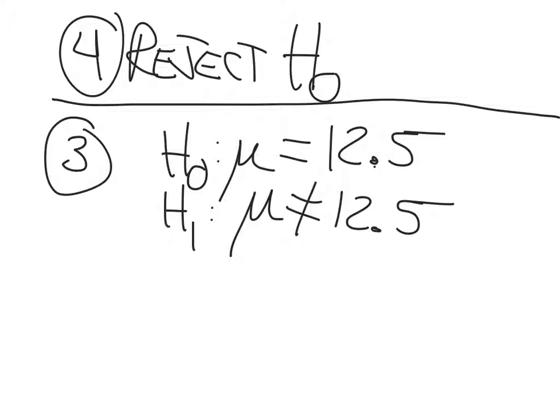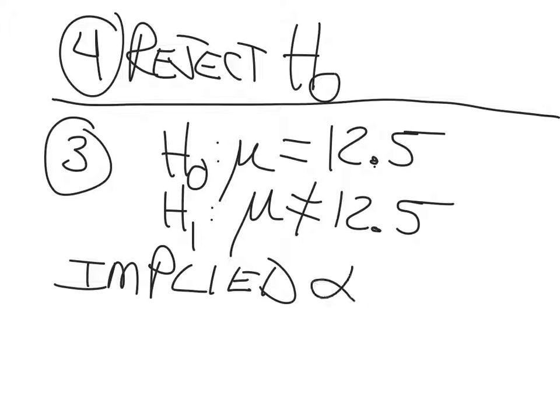But there's no alpha there. When there's no alpha in a hypothesis test, it's implied that alpha is equal to 0.05. That's just a statistical convention, a tradition, okay? So if it doesn't say explicitly, use alpha equal to 0.05. Okay, so let's put this there.